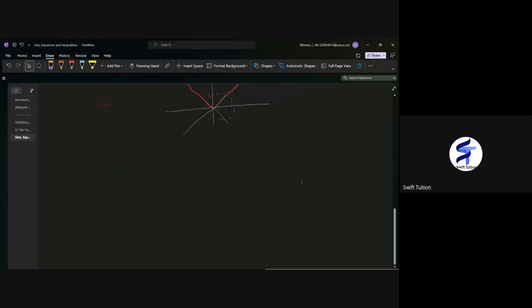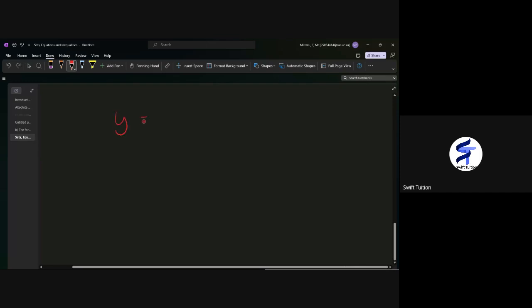Okay, so essentially we have the following. I could ask you: y is equal to the absolute value of 2x plus 3.